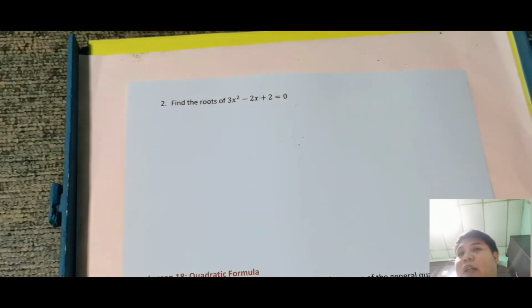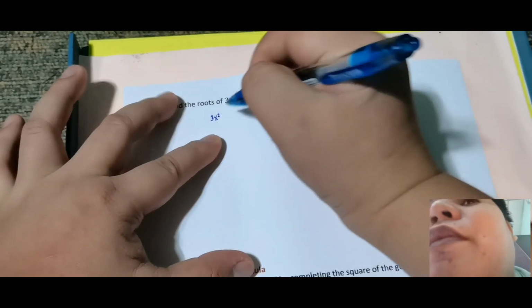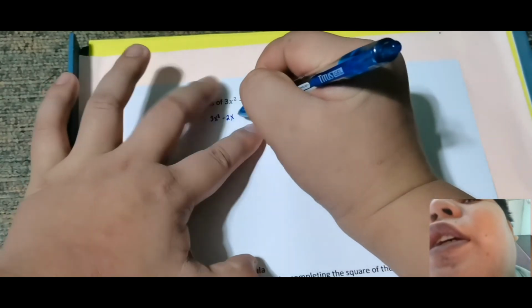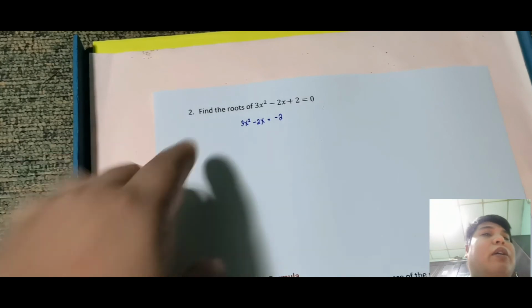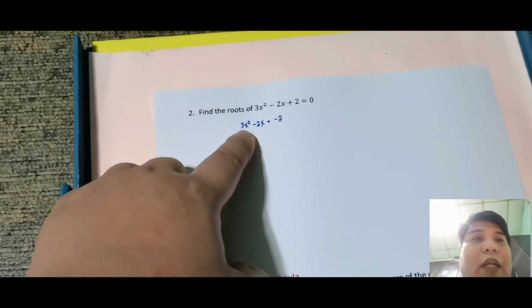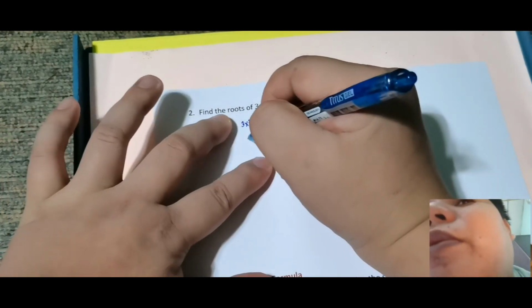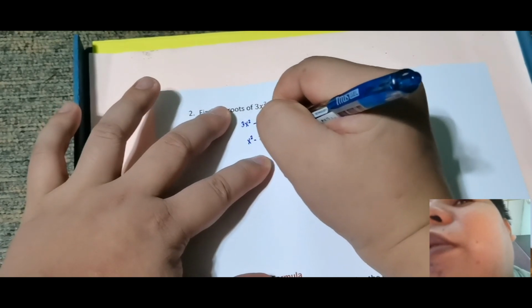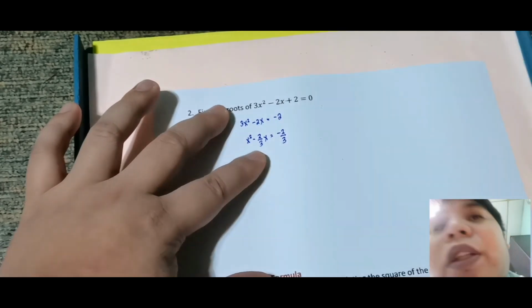Okay, so in this case, transpose ko yung 2. So, this is 3x squared minus 2x is equal to negative 2. Next is divide natin both sides, lahat ng member, by 3. Kasi 3 hindi dito eh. So, pag dinivide ko to by 3, that is 1 na lang. Dinivide ko by 3, ito ay negative 2/3. So this is x squared minus 2 over 3x is equal to negative 2 over 3.